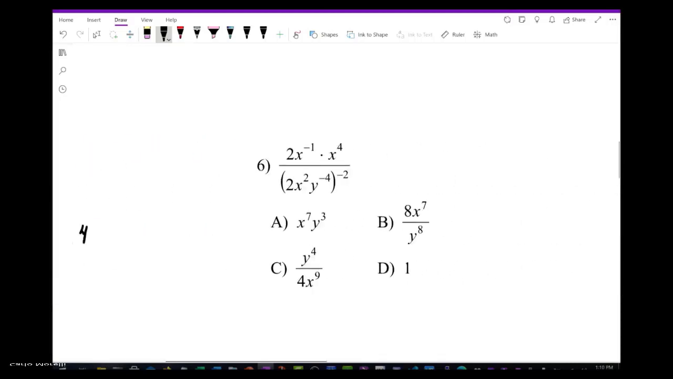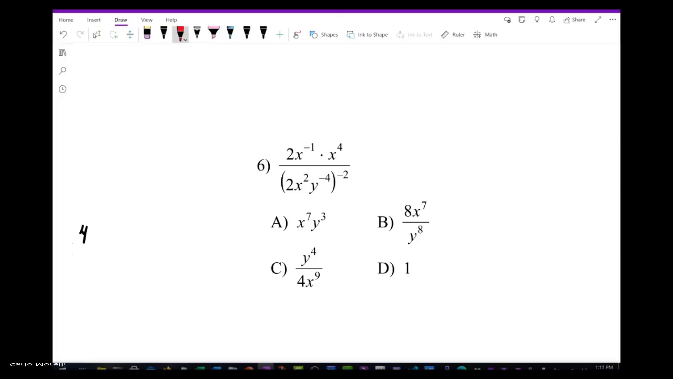Now things get interesting. We're going to be using multiple properties here. I see that we're going to use the power rule in the denominator, and the negative exponent rule, and possibly the product rule and possibly the quotient rule, the division rule for exponents. So let's start with the power rule.